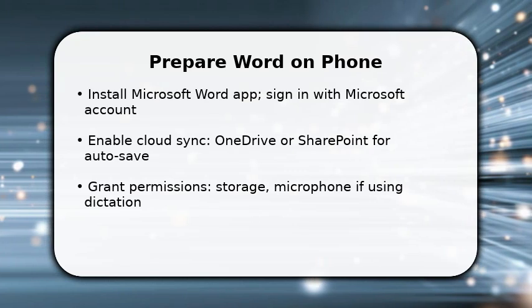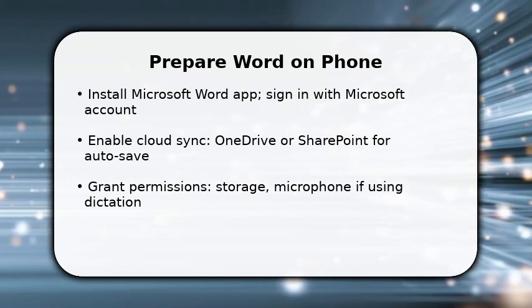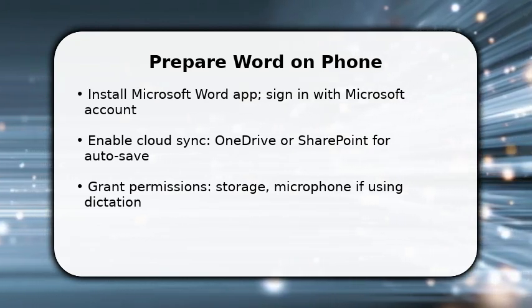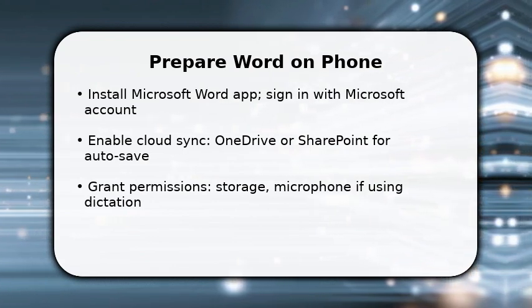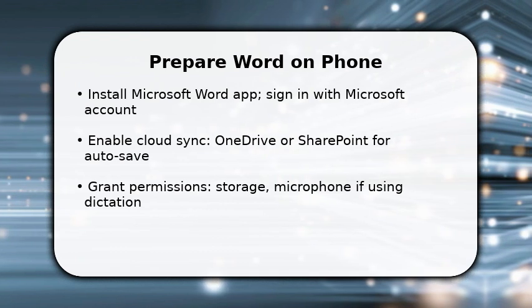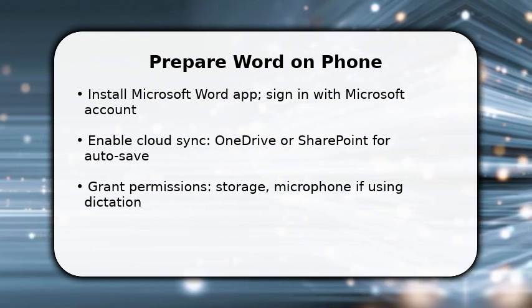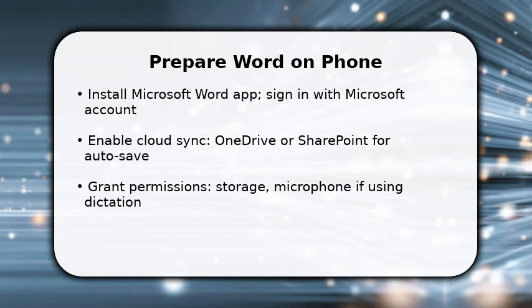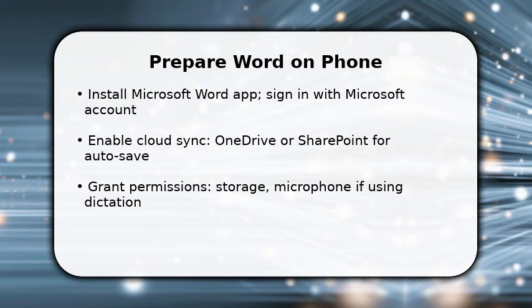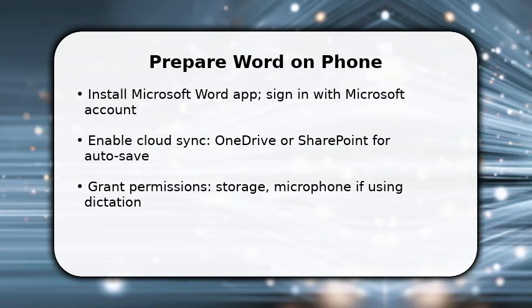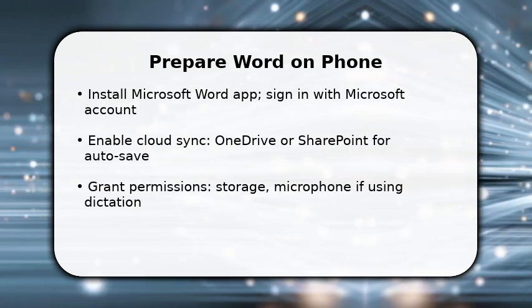You will start by getting Word ready on your phone. Install the Microsoft Word app and sign in so your files sync. Once done, enable OneDrive or SharePoint autosave to mirror computer behavior. Make sure app permissions allow storage and, if you use dictation, microphone access. This setup ensures documents remain available across devices and prevents data loss.